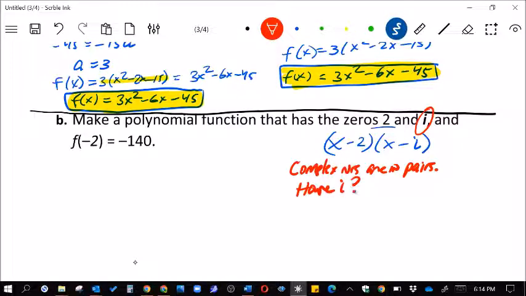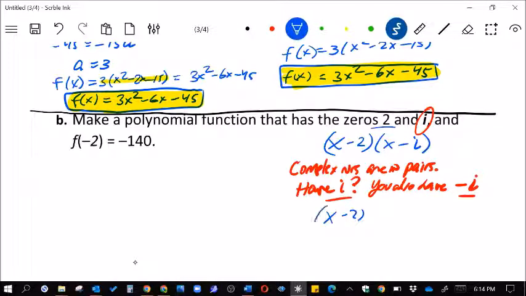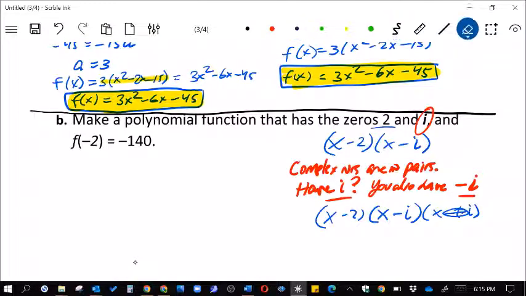If you have i, you also have negative i. So what we have here is x minus 2 and x minus i, and then x minus a negative i, which means that that's x plus i. So I'm literally going to erase that and change it so it's x plus i. So that's what we have now.